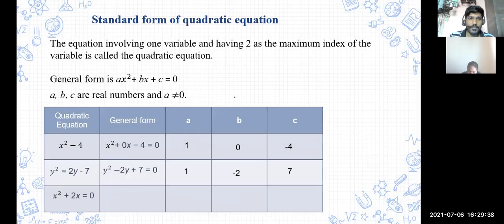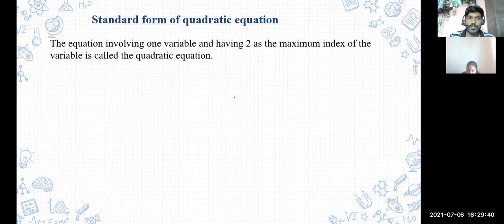Okay, now the next concept is on how to identify whether the given equations are quadratic or not. For that, you have to keep two things in mind, that is the definition of quadratic equation. So I'll come back here. Definition of quadratic equation. Equation should have only one variable. You can't see your screen, you can't see the definition.